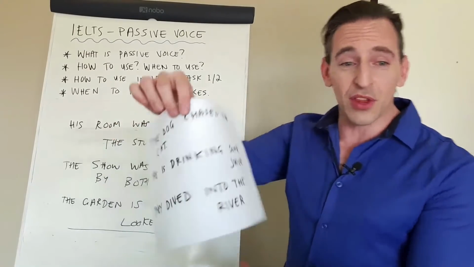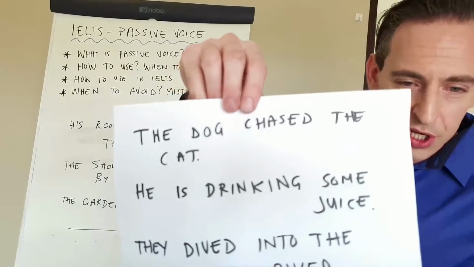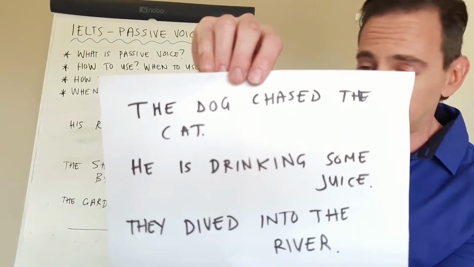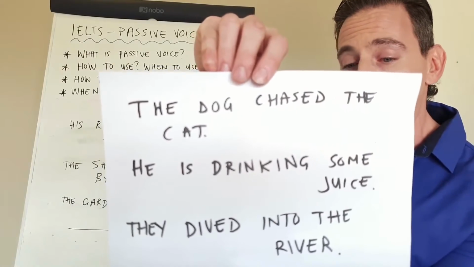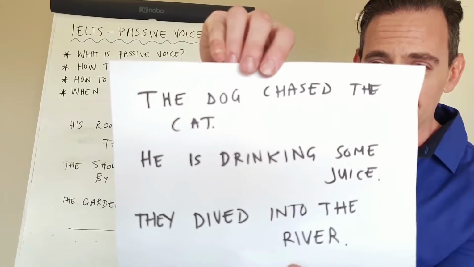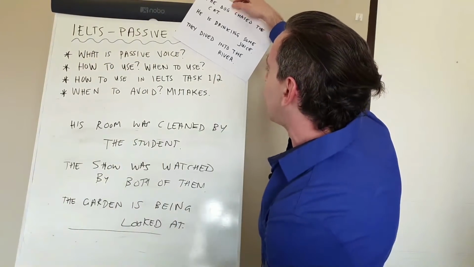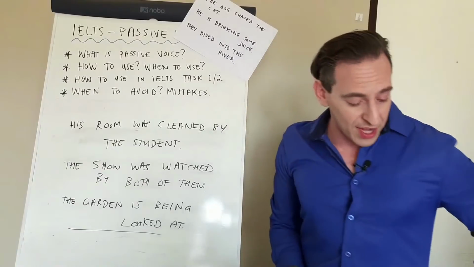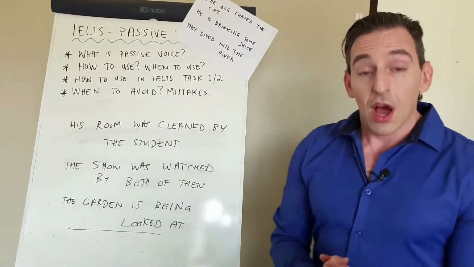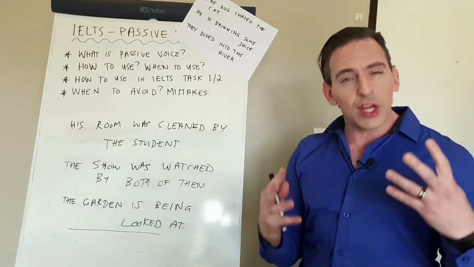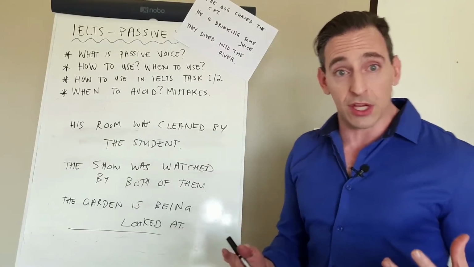So again, I'll leave it on the board, don't worry. So the dog chased the cat. He is drinking some juice, and they dived into the river. So for the next break, please send through the answers for that, and send through any questions that you might have. All right, so let's talk about why you would want to use passive voice, when you need to use it in terms of English.